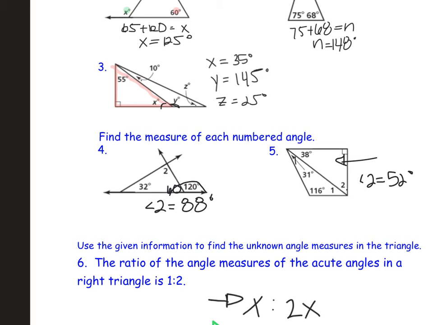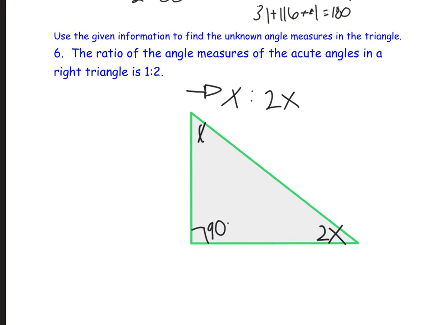Now these two have to add up to be 90 degrees. Or another way that you can look at it is if I have 31 here and 116, angle 1 needs to be what's left of 180. So when I do 31 plus 116 plus angle 1 is equal to 180, I'm going to end up with angle 1 is 33 degrees. So angle 1 is 33 and angle 2 is 52.